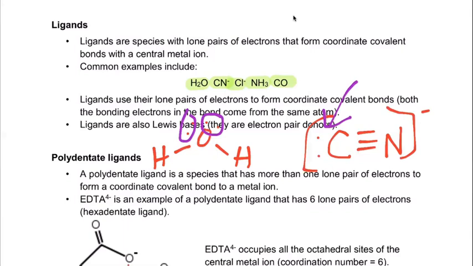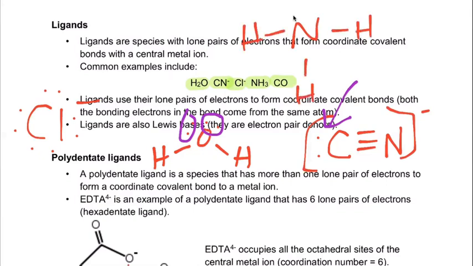Chloride is Cl, but because it's Cl minus, it has 4 complete pairs of electrons. So it has lots of pairs of electrons that it could give away. Ammonia, NH3, but the N has a pair of electrons up on top. Okay. And then carbon monoxide, it looks similar to the cyanide. It's carbon and it's triple bonded to oxygen, and then the carbon has a pair on it.